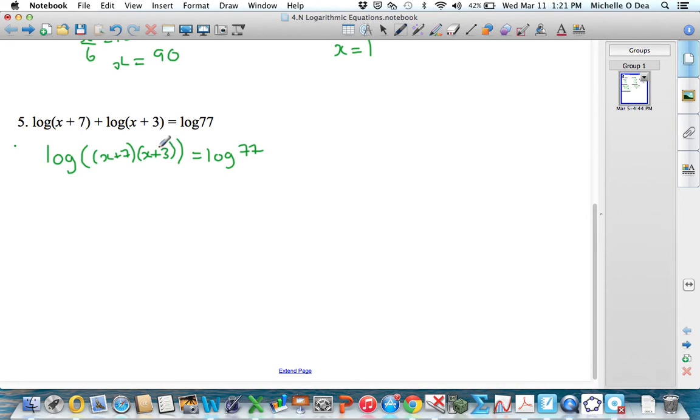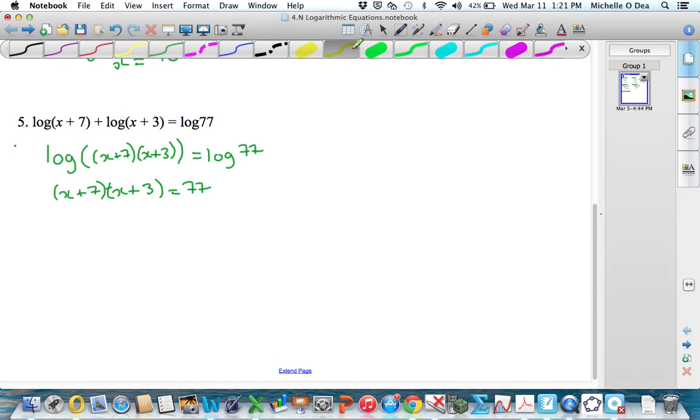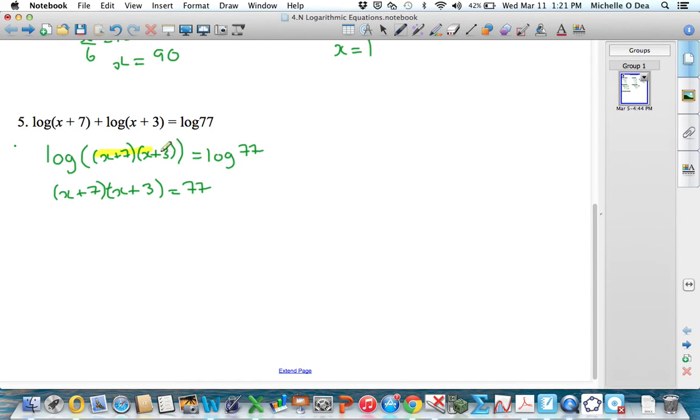Now we need to expand this. But before I expand it, again, we can do the easy step: if we take the log of each side, they must be the same. They have to be equal because they're both log of the same base. So this here has to be the same as that, because this part and this part are the same.